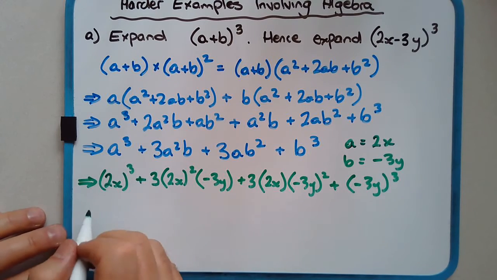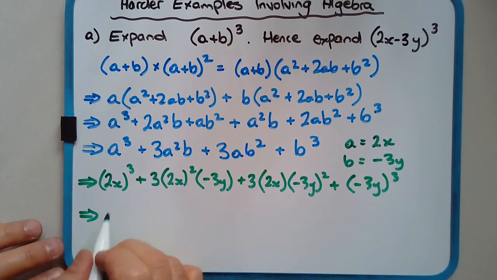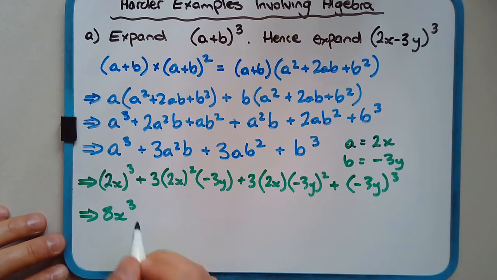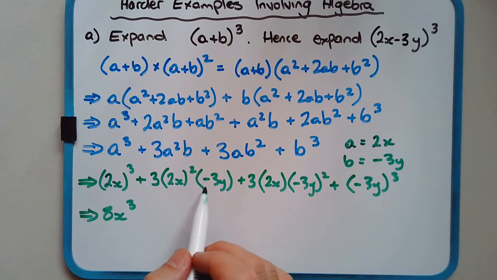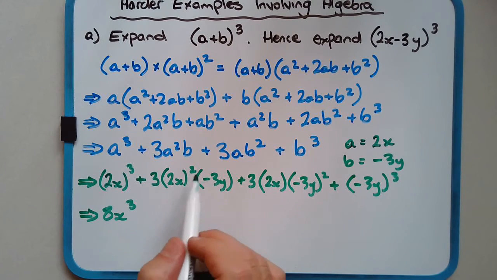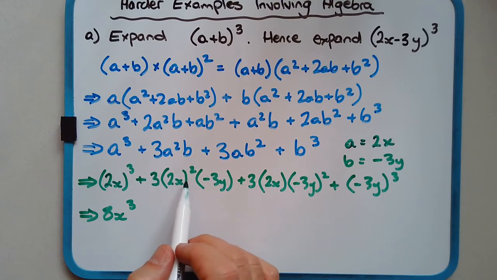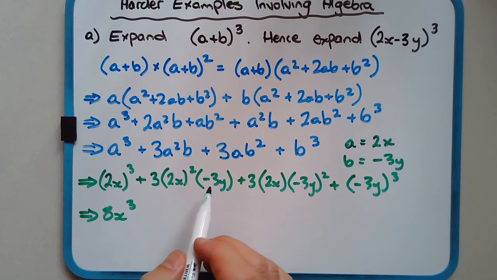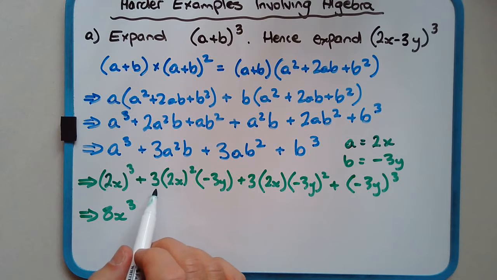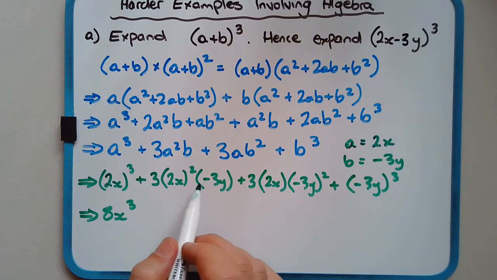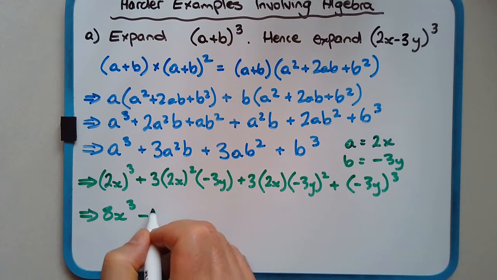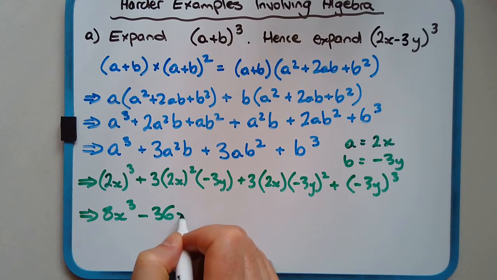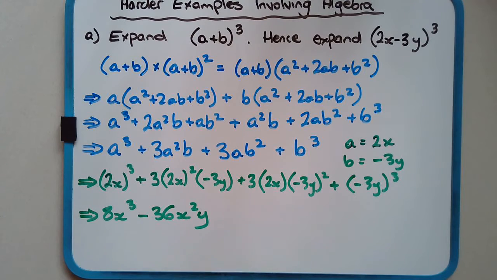Okay, so now let's expand the brackets. So (2x) all cubed is 8x cubed. Then we have (2x) all squared multiplied by negative 3y multiplied by 3. So let's do the (2x) squared first. That's going to be 4x squared, and we're going to multiply that by 3. So that's going to be 12x squared times negative 3y. So 12x squared times negative 3y is minus 36x squared y. Hopefully we can agree with that.